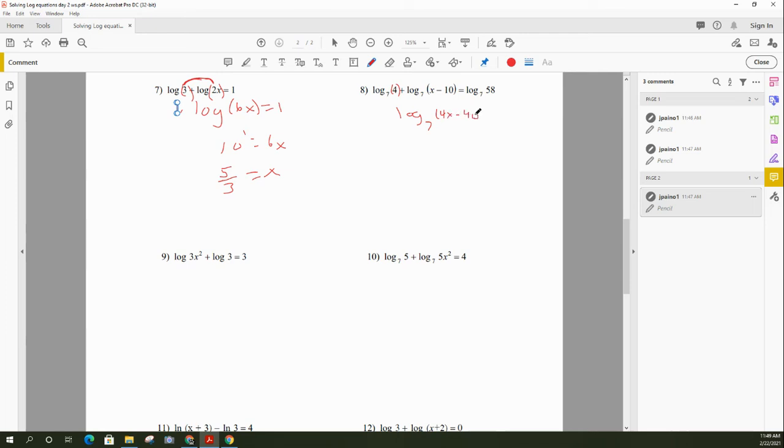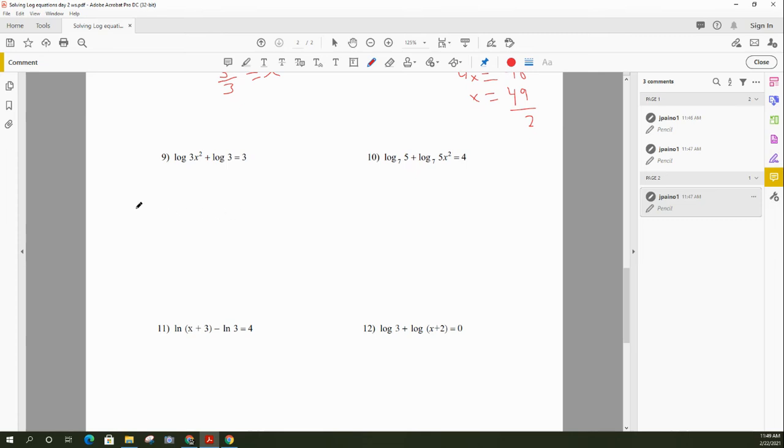4x minus 40 equals log base 7, 58. So now, just like the first question we did, they got the same base. So just set the parentheses equal to each other. 4x minus 40 equals 58. Add 40. 98. Divide by 4. As a decimal, it'd be 24.5. Or 49 over 2. We leave it as a fraction.